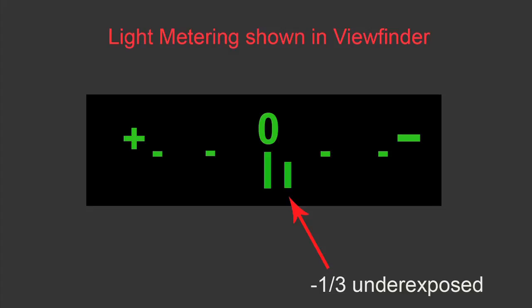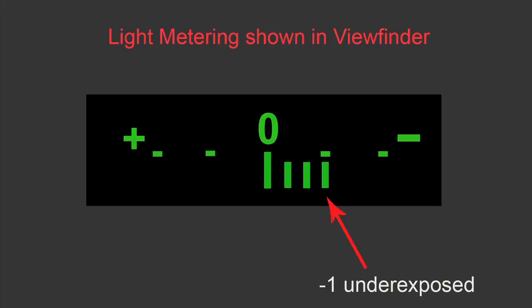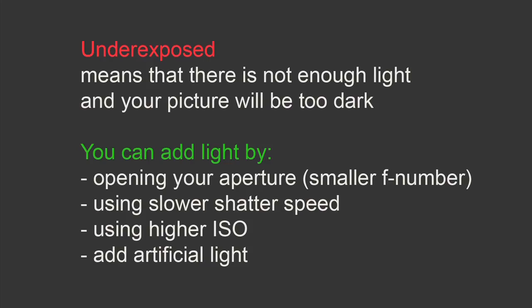As you can see, the meter is metering in 1/3 of a stop increments. So in this picture you can see that the meter is showing that your picture will be 1/3 of a stop underexposed. Here we have 2/3 of a stop underexposed, 1 stop underexposed, and so on. Underexposed means that there is not enough light getting into the camera and your picture will be too dark.